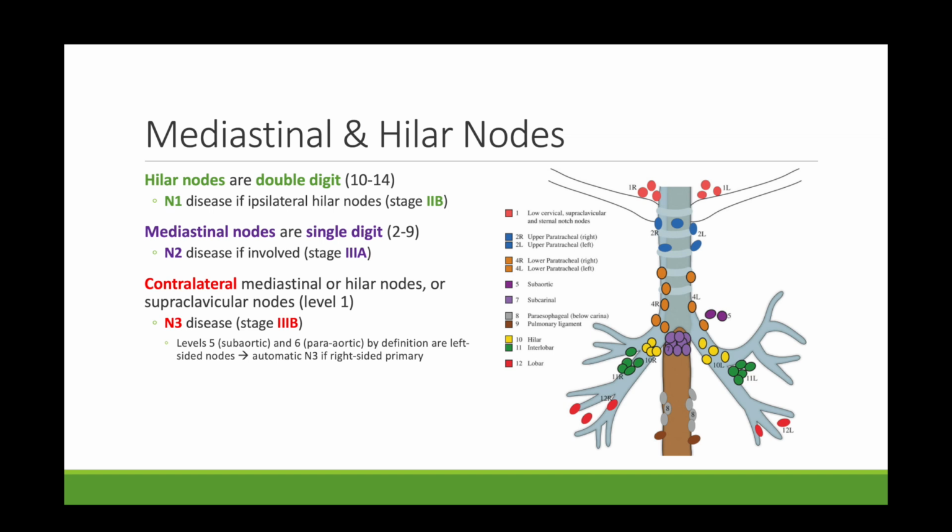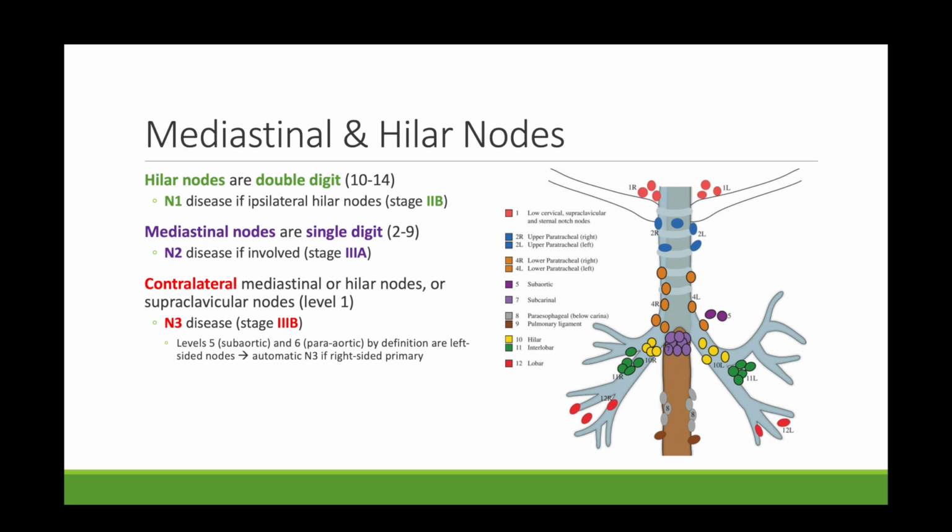If you have contralateral mediastinal or hilar nodes or supraclavicular nodes involved, so that is now level 1 nodes, that upgrades to N3 disease, which is stage 3B disease. So there is a distinction between 3A and 3B. 3A is N2 disease involvement, and 3B is N3 nodal involvement.